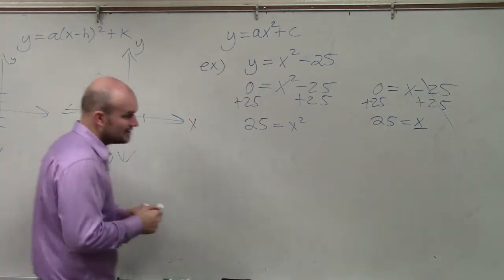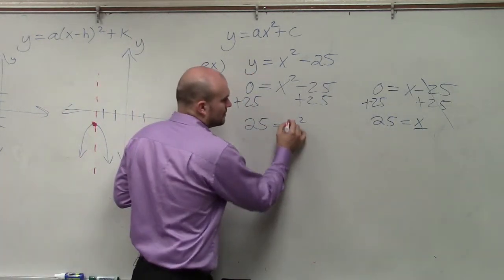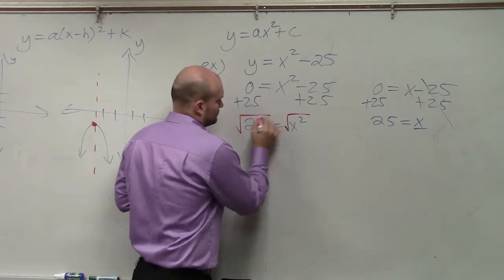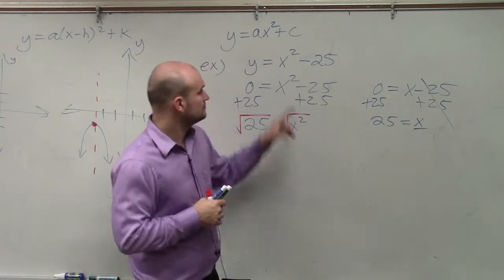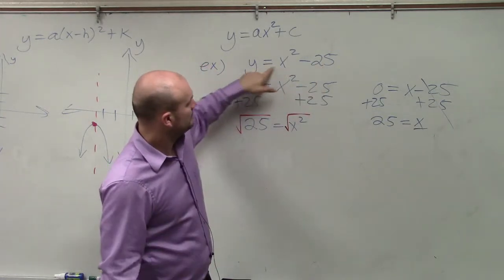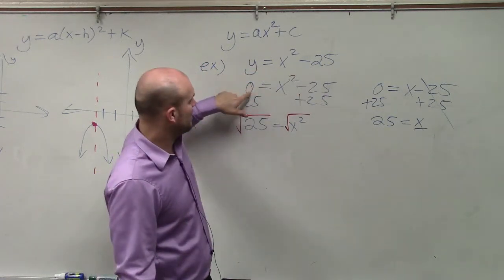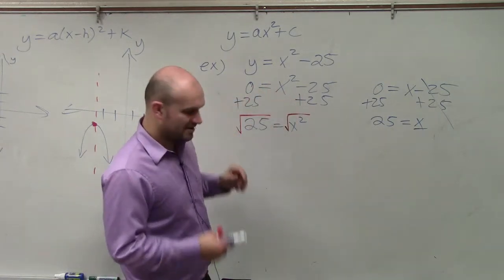Wait a minute, I have a question. Back up, why did we add 25 again? Here's the problem. Set the y equal to 0. Yeah. Add 25 over. Okay.